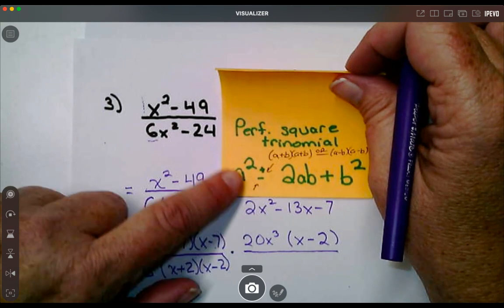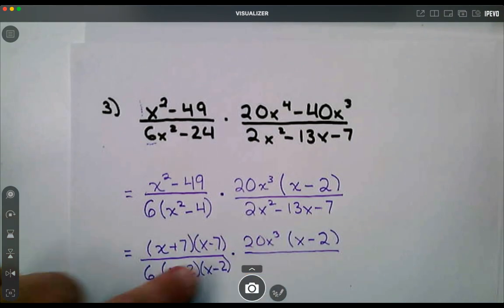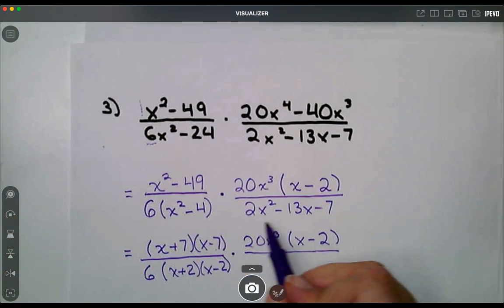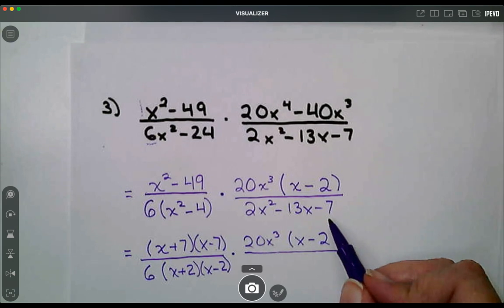Nah. 2 is not a perfect square. 7 is not a perfect square. Wah, wah. So how do I factor this? Well, big X or special big X? It's going to be special big X.